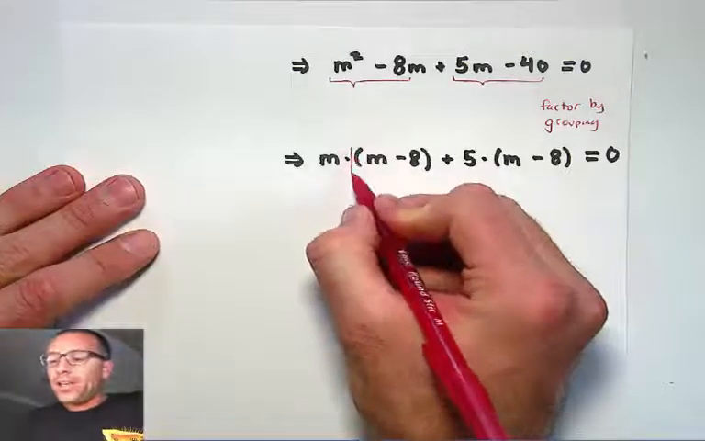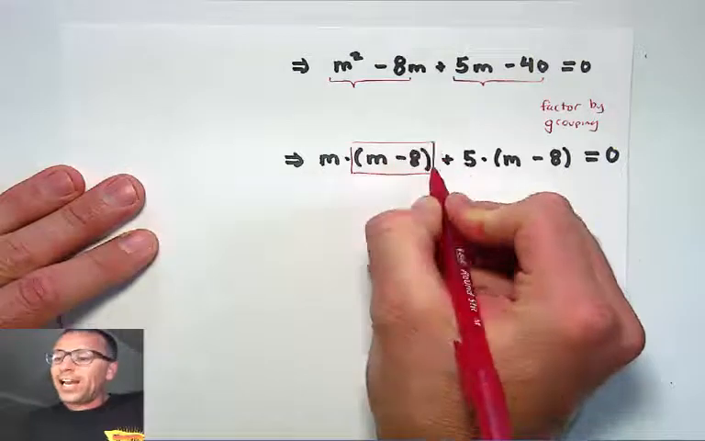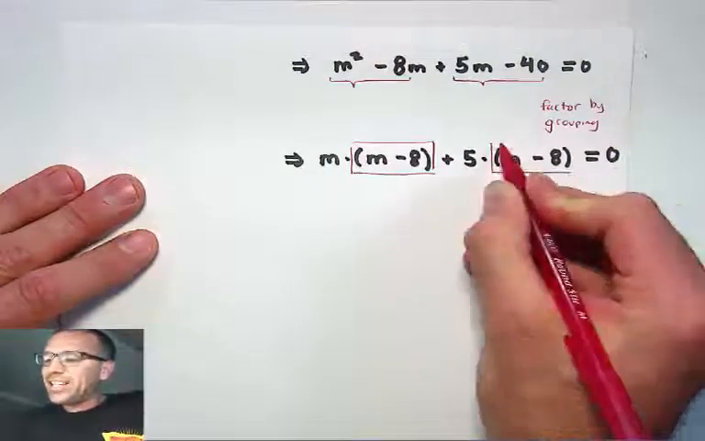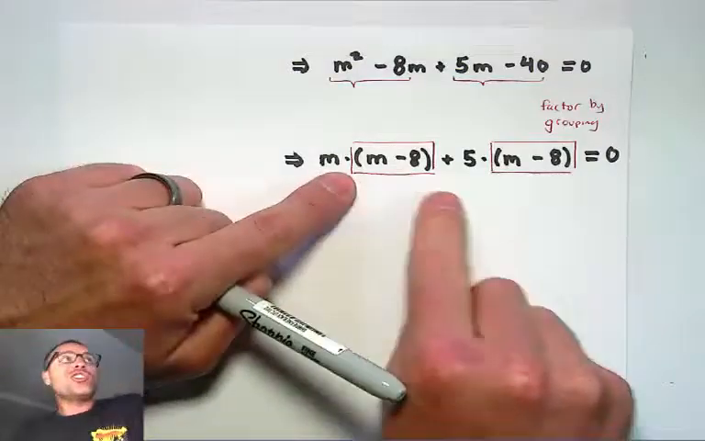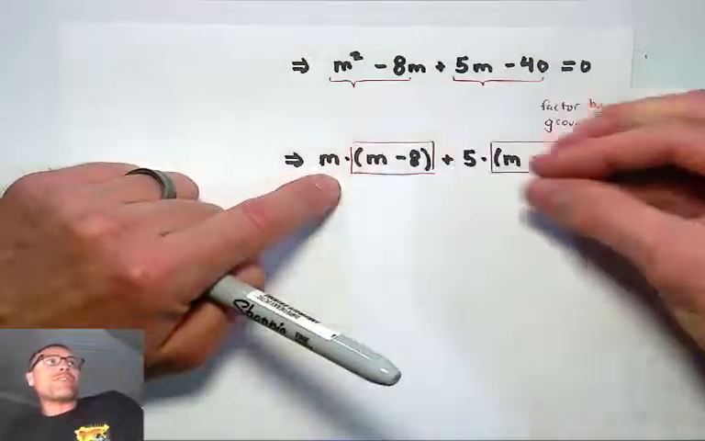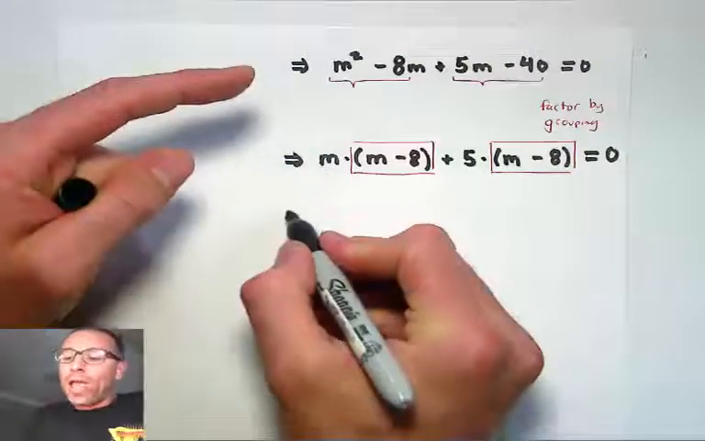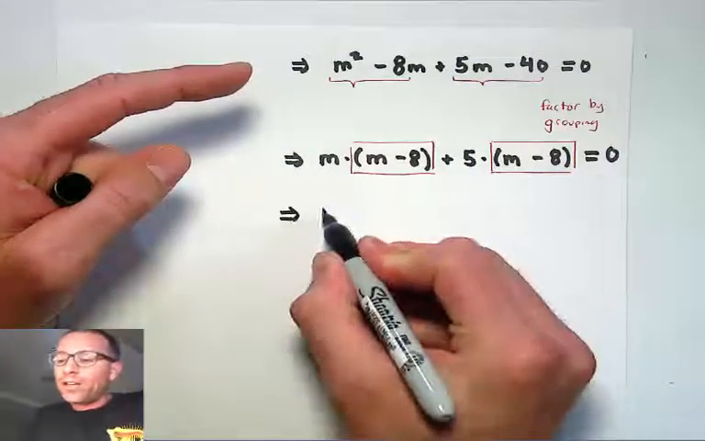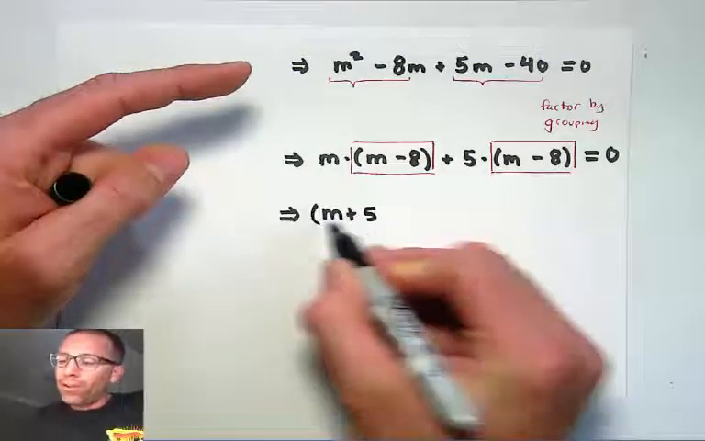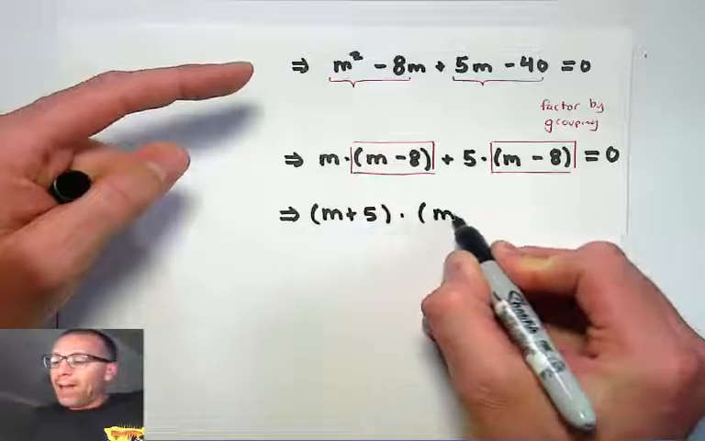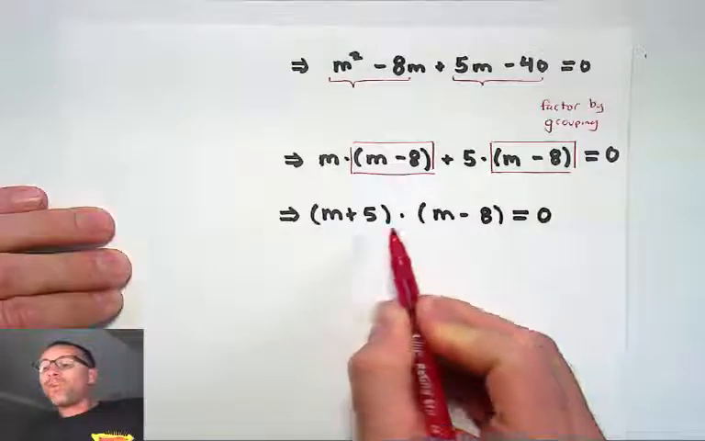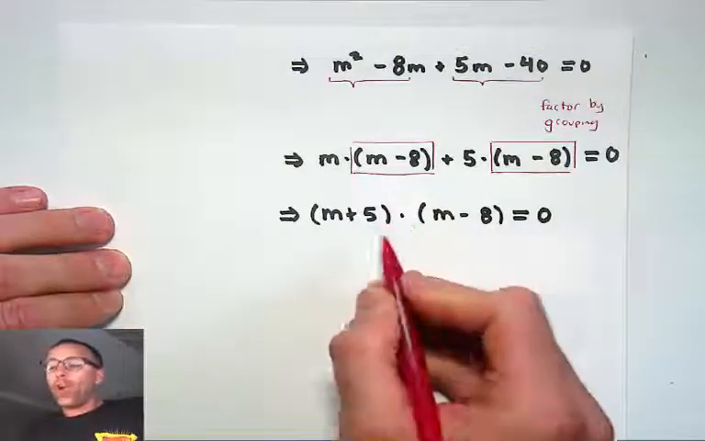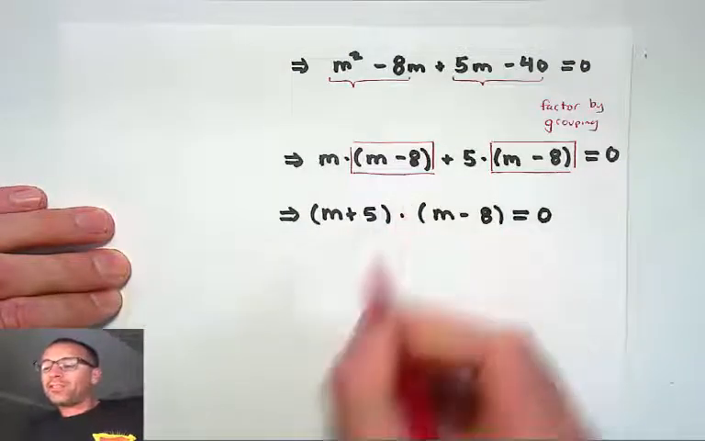Notice I haven't done anything over to the right-hand side of that expression. Here's something crazy. This expression right there is the exact same expression as the one over there, and we can undo right distributivity. We can actually factor that out. When we do so, this leaves m plus 5 times m minus 8 equal to 0. Now we have an equivalent equation where the quadratic expression on the left is factored.